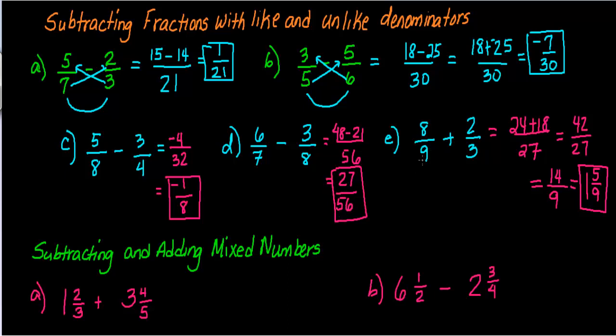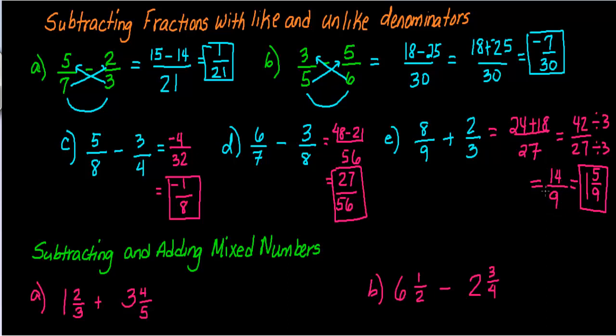For letter E, the denominator will be 9 times 3, 27. We cross multiply 8 times 3 is 24. 9 times 2 is 18. 24 plus 18 is 42 over 27. We can reduce this fraction. They both have a common factor of 3, so I can divide by 3 in the numerator and divide by 3 in the denominator, and I get 14 over 9.